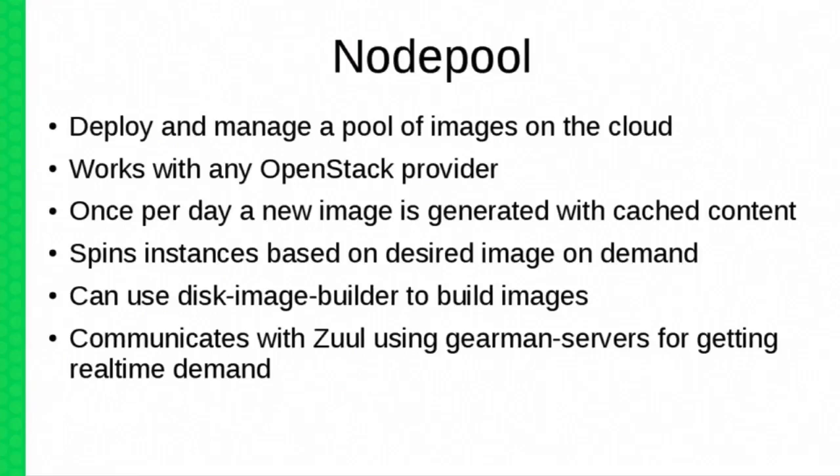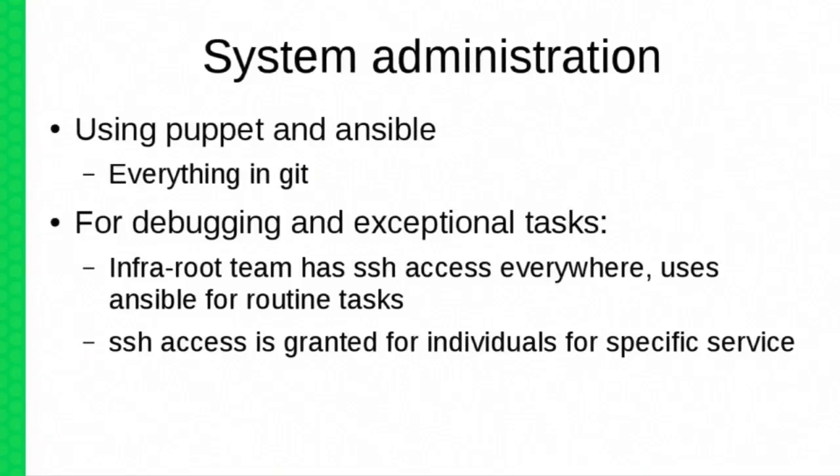So system administration, as I said before, Puppet modules are used for that. So it's using Puppet, it's using Ansible, everything of that is in Git. And still, there are cases where the infra team, the root team, needs access to the console to look at some log files, to look at a running process, to do manual debugging. And can do that in those cases, but that's the exception. For all the routine tasks, Ansible or Puppet is used. And for specific services, individuals can also have access.